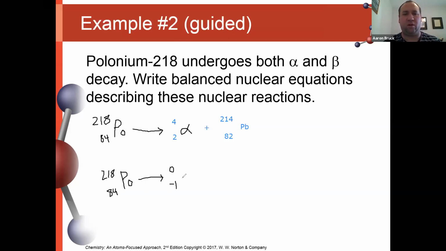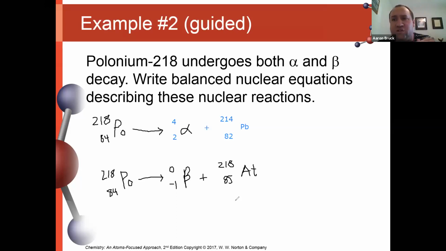So -1 is the atomic number for my beta particle. And I can use the same kind of things. 218 minus 0 is going to give me 218. 84 minus -1 would be 85. Atomic number 85, correct me if I'm wrong, that's astatine, At. And so that's all there is to that.